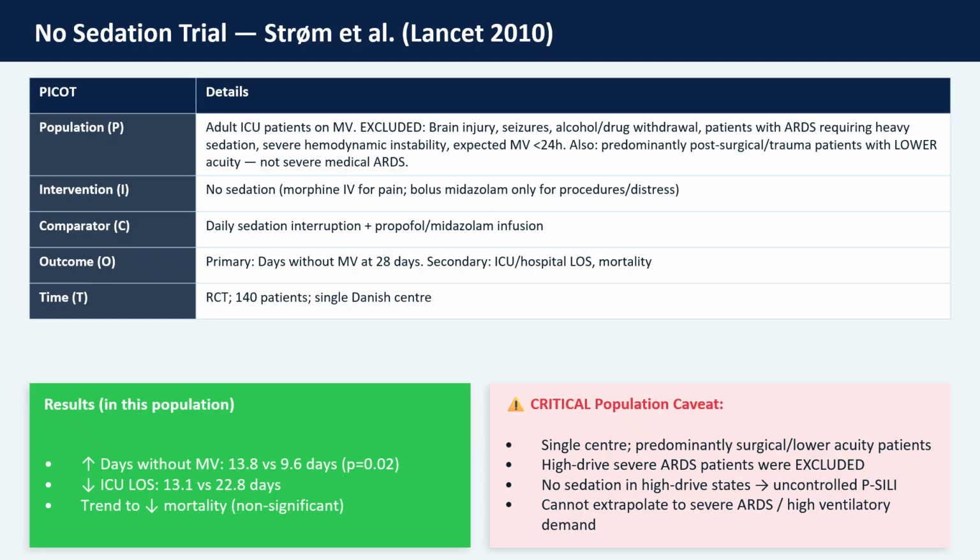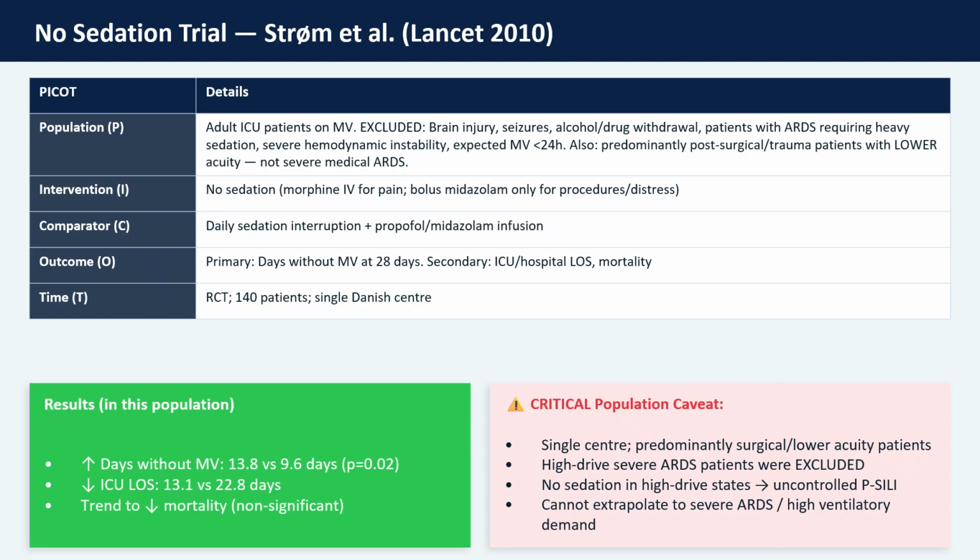This is again a very interesting study published in Lancet 2010. It's a small sample size, probably 100 odd patients, 140 patients. And in this, again, they tried to not give any sedation compared to giving sedation, and the study is associated with a decrease in duration of ICU stay and decrease in duration of mechanical ventilation. This is the study which is quoted so much, and it is taken completely out of context.